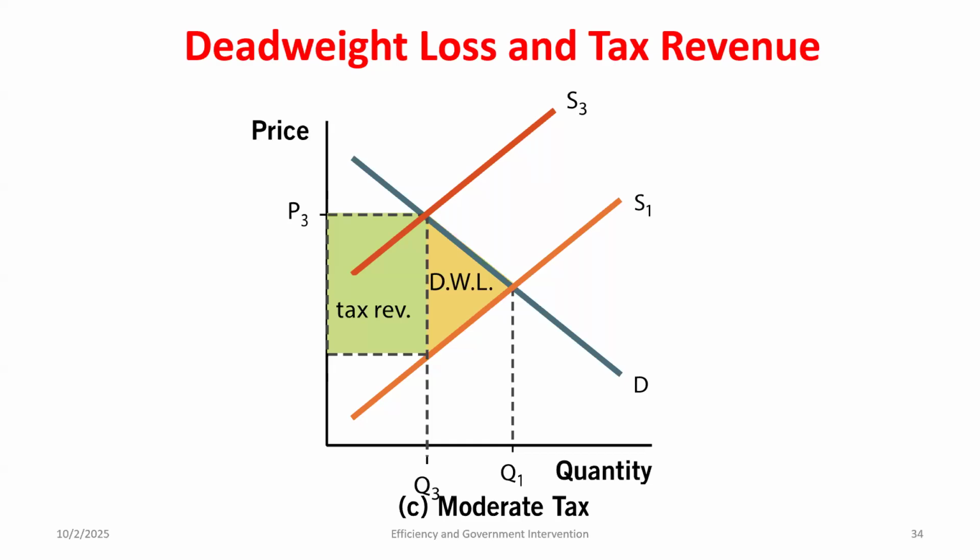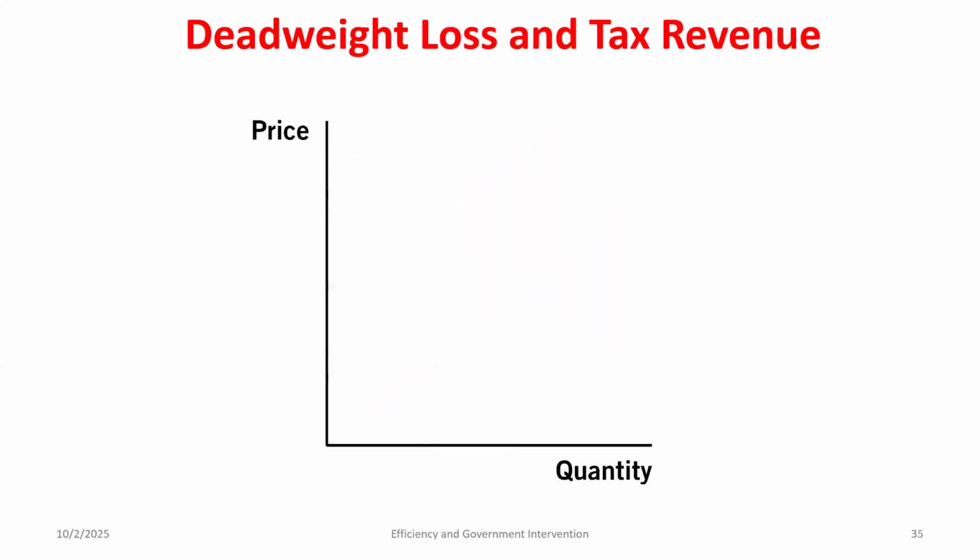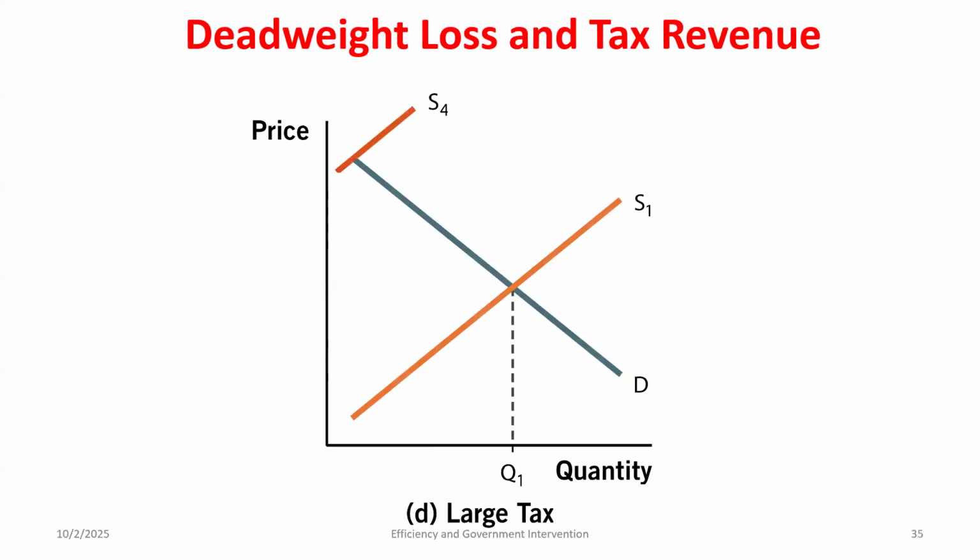Now, there gets to be a point where it makes no sense for the government to impose large taxes. Because notice here, if I go from a moderate tax to a large tax, what is my tax revenue now? Very, very small, right? But what have I done to deadweight loss? Huge deadweight loss. So there's this inverse relationship. Initially, as I increase the size of the tax, I'm increasing my tax revenue, but I'm also increasing deadweight loss. Now there gets to be a size of the tax where it starts to decrease tax revenue, but still increase deadweight loss. So would it ever make sense to get to that point? No, right?